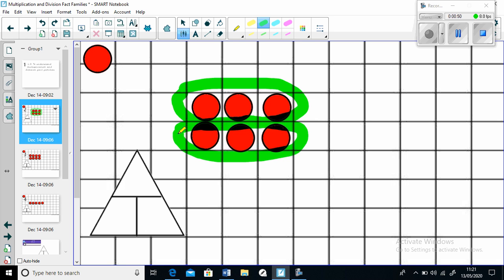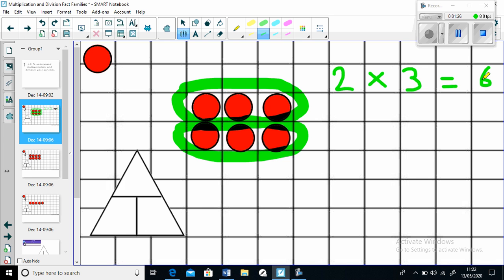Now, by looking really carefully at these rows, I can come up with some multiplication and division problems to match. I can see we've got 2 equal groups of 3. So I'm going to write down 2 equal groups, that's my equal group sign, remember, of 3. And altogether, I've got 6 counters. So I've come up with a multiplication calculation. 2 times 3 equals 6. 2 equal groups of 3 is 6.